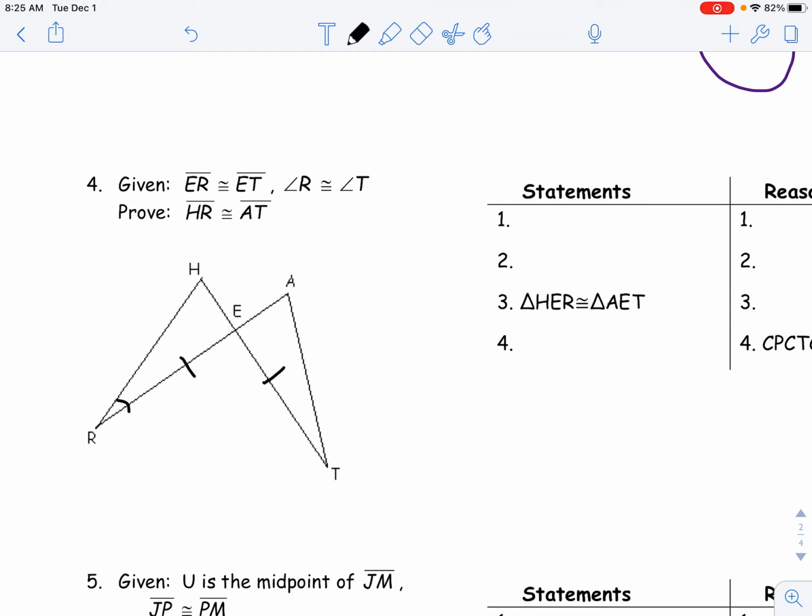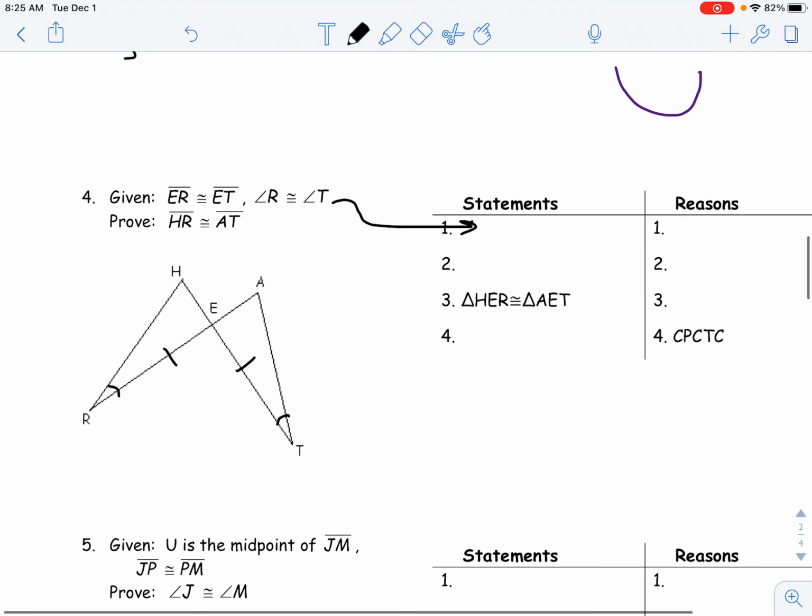All right, next one, ER is congruent to ET. ER, ET, angle R, angle T. Let's be a little bit lazy again. Again, don't tell anyone I did this. All right, and we'll write given.